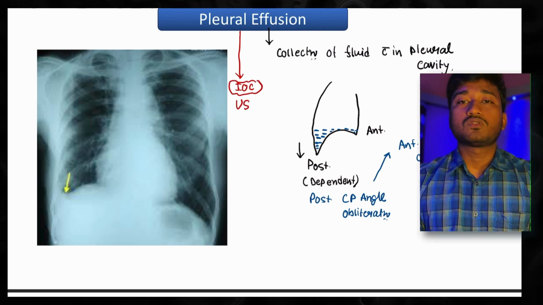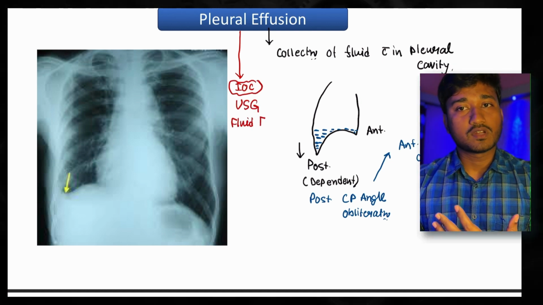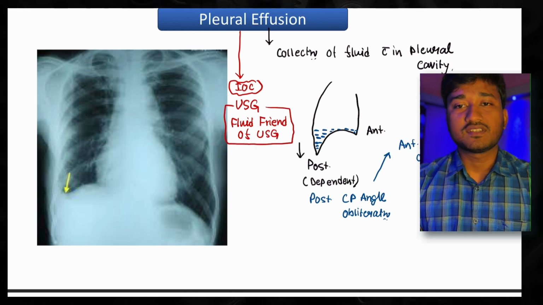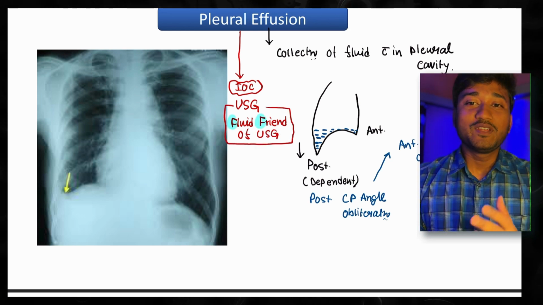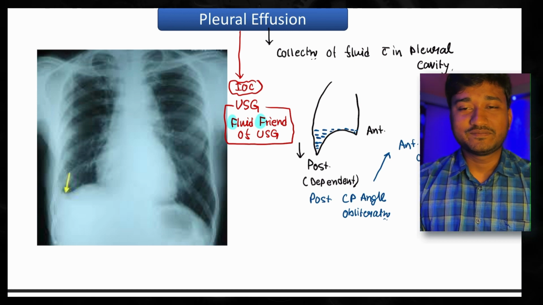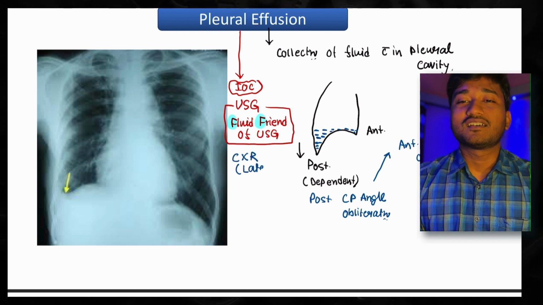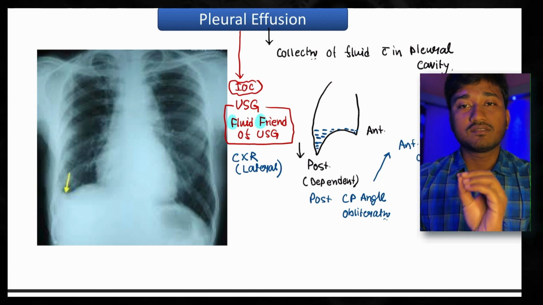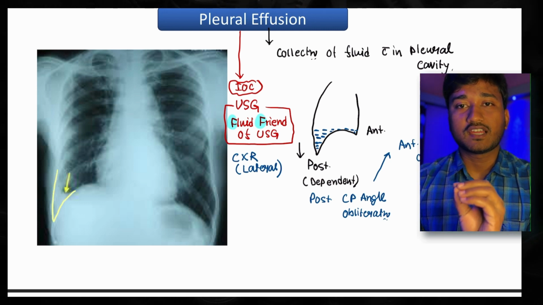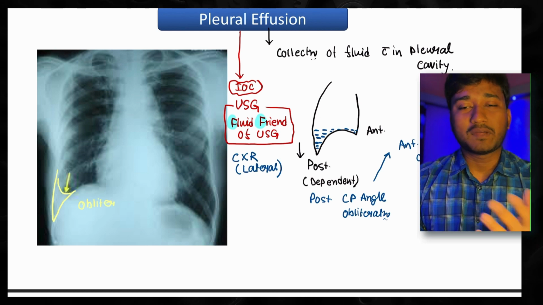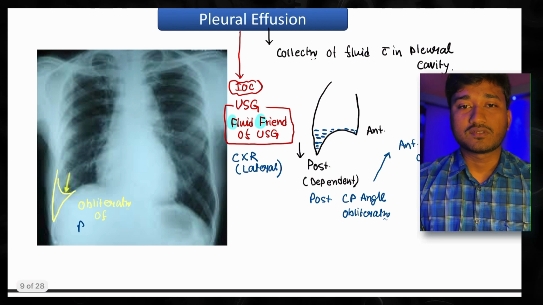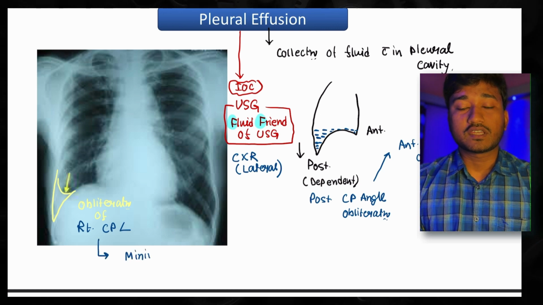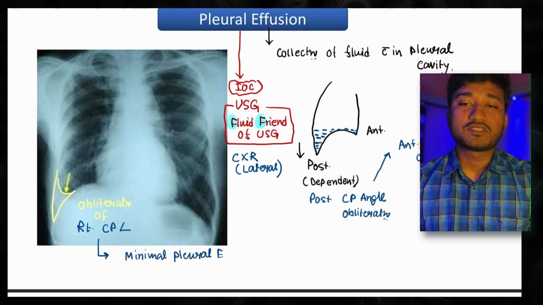What is the investigation of choice for pleural effusion? Please remember one thing: fluid is the friend of USG. The F word. Fluid is the friend of USG. We can still do a chest X-ray and find it, but USG is the investigation of choice in case of fluid collection within the spaces and multiple regions in the body as well. There is obliteration of the CP angle that you can see on the right side, but on the left side the CP angle is normal.